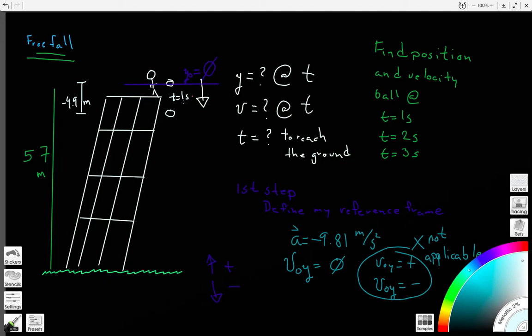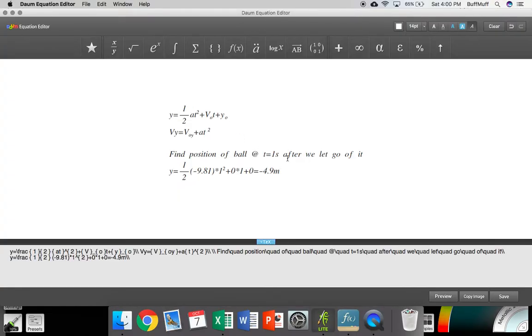Now let's calculate velocity. Velocity is calculated with this equation. Vy, which is my final velocity, is equal to my initial velocity, which is 0, plus negative 9.81 meters per second squared times the time. The time is 1 second, and that is squared. So let me put this like this: 1 second squared.